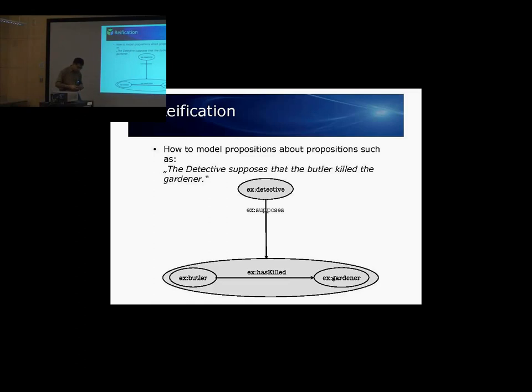Now, let's say I want to make a statement about another statement. An example is that the detective supposes that the butler killed the gardener. You can think of it as two different statements. One is that the butler killed the gardener, and the detective is supposing that this particular thing happened. The way in which we represent it is that we first come up with the statement, which is the butler has killed the gardener. We make a statement representing it. And then we make another statement which connects the detective, using a property, to this entire statement itself. This is something which is known as reification.